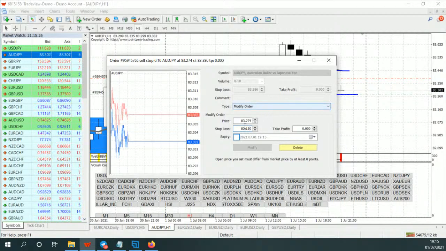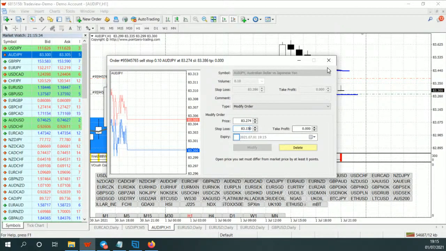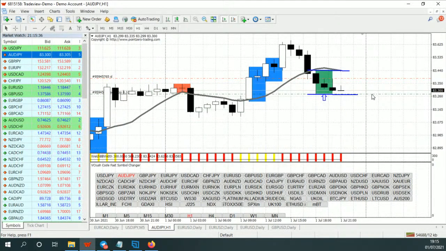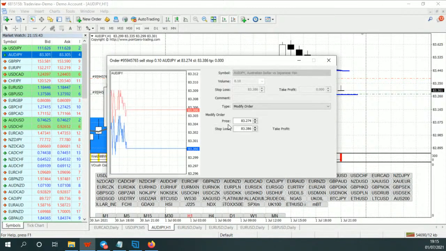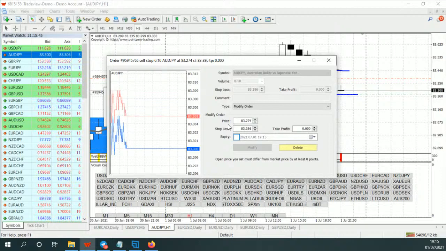That will be 12 pips, 83.15. No, not stop loss. We want to do take profit, not stop loss. So we want to do take profit now. So take profit will give us 83.15.